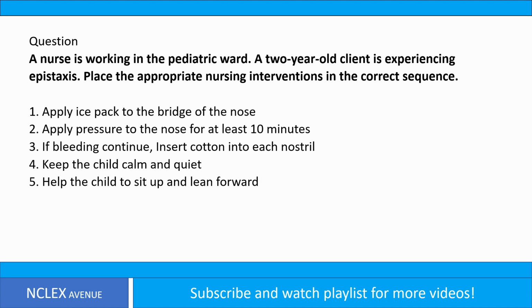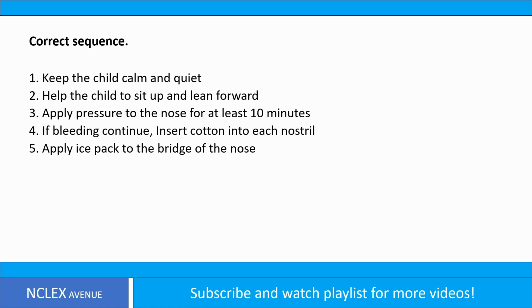3. If bleeding continues, insert cotton into each nostril. 4. Keep the child calm and quiet. 5. Help the child to sit up and lean forward. Answer. This is the correct sequence. 1. Keep the child calm and quiet.